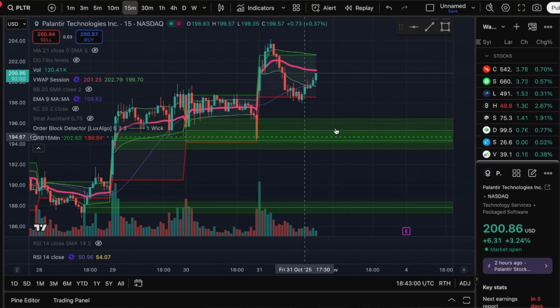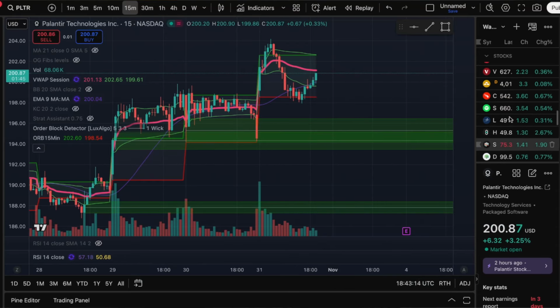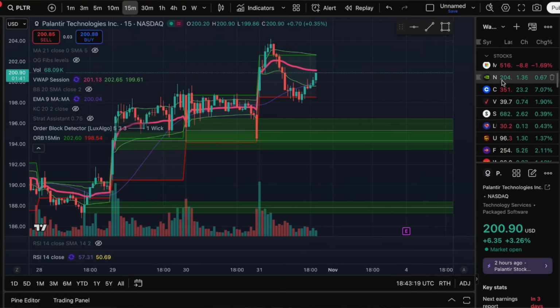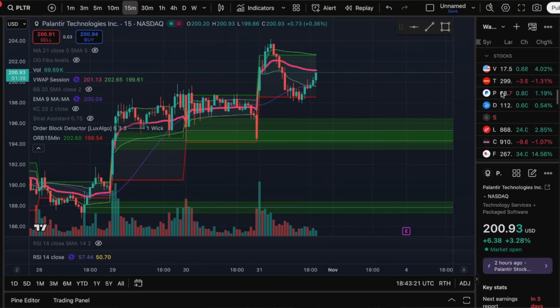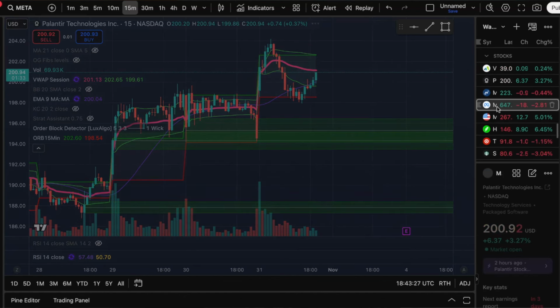Again, these order blocks are not random. This is high volume bullish activity from institutions. So they have pretty decent insight on where the market is going, and the volume is pretty high. Let's go to another stock so we can see some of the bearish reversals and discuss that. Okay, let's see, Meta.